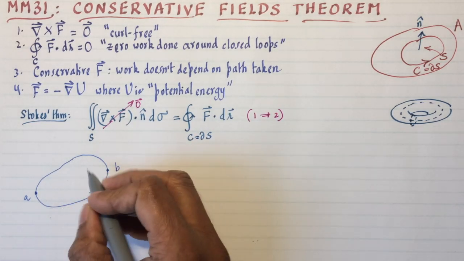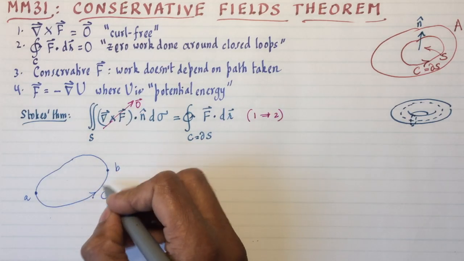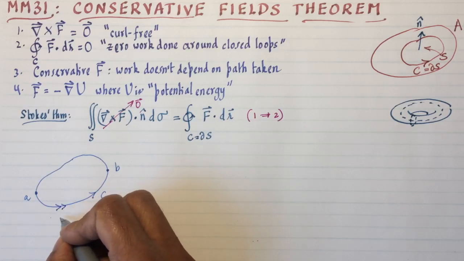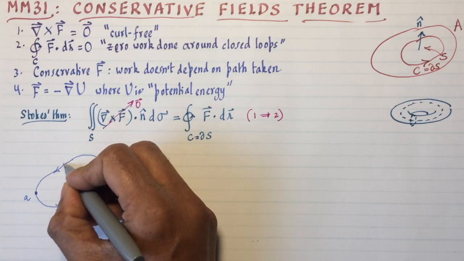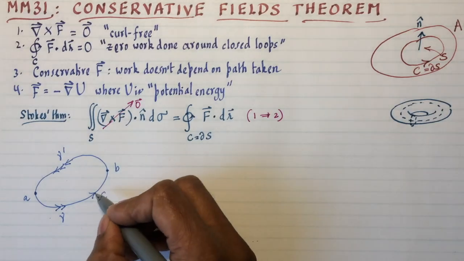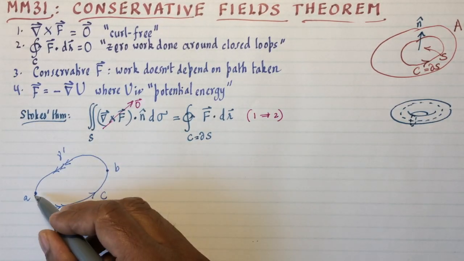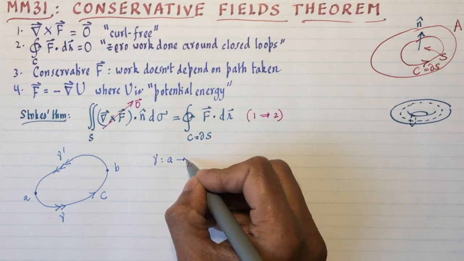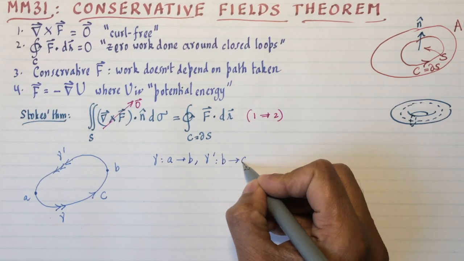Then this curve C can be broken up into 2 curves. The curve from A to B I will call gamma, and the curve from B to A I'll call gamma prime. So just to make you understand, single arrow is a curve, full curve C. Gamma is the path from A to B, and gamma prime is the path from B to A.